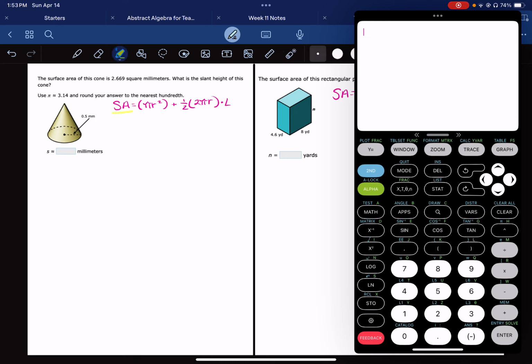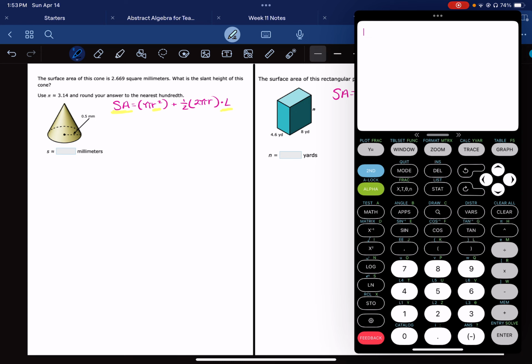Now, when we want to work this problem, as I'm reading it, I'm recognizing that I have three variables. I have the surface area, I have the radius, and then I have the slant height. I have three unknowns in this formula. And I need to be able to figure out what two of them are so that I can work backwards to figure out the information that my problem is asking.